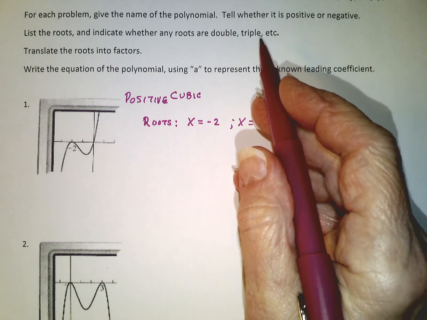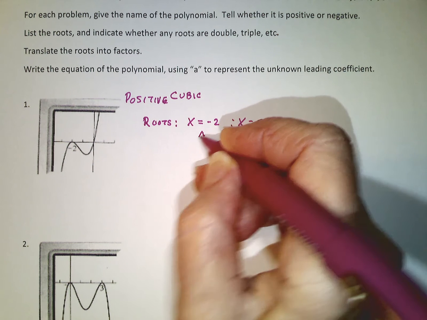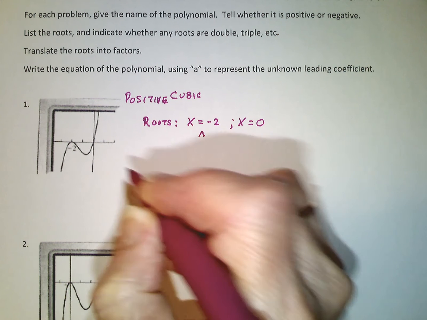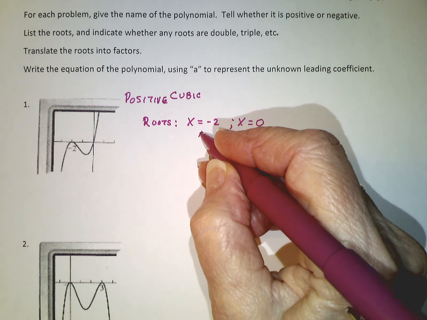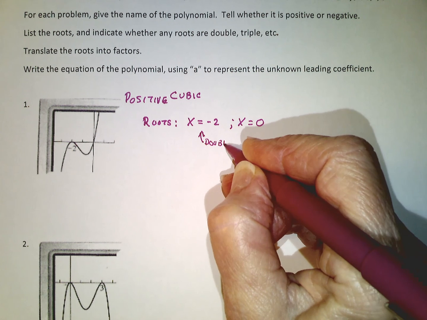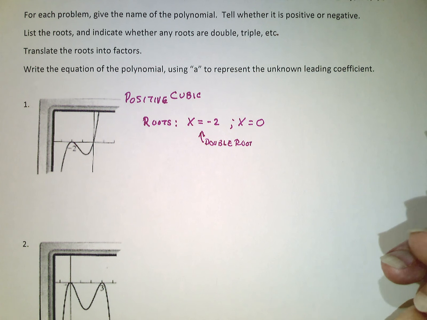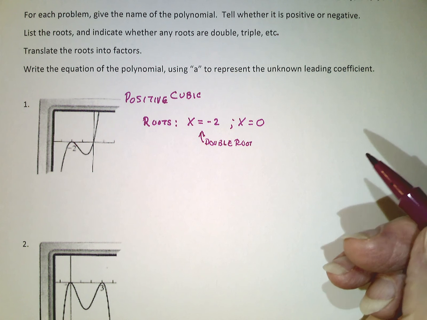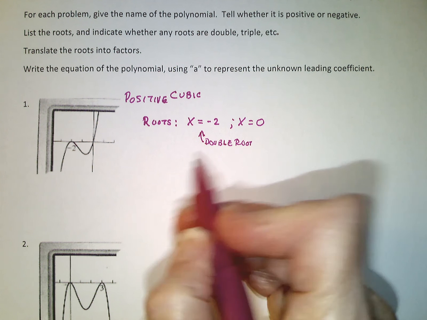Indicate whether there are any double, triple, or anything. This one is a double root. How can we tell that? It bounced there. So we'll have to take that into account now when we write our factors.